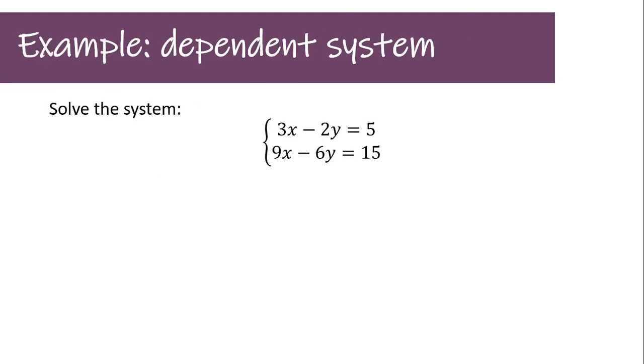Let's look at an example here. We're going to solve the system 3x minus 2y equals 5 and 9x minus 6y equals 15. So let's move back to the whiteboard.